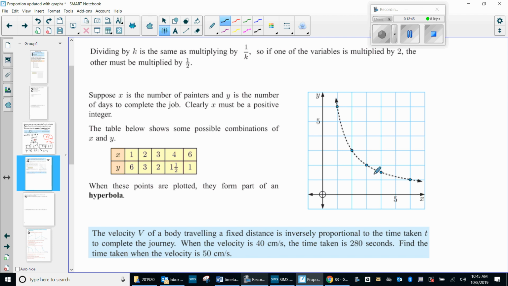Does that make sense? So here, from 1 to 2, what did you do to the number 1 to get to 2? You doubled it, yes? You multiplied it by 2.